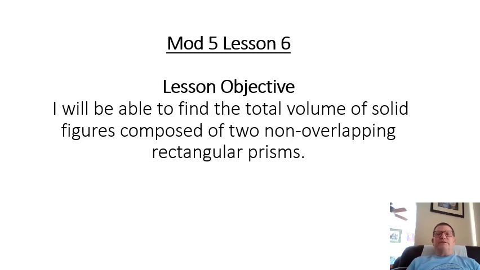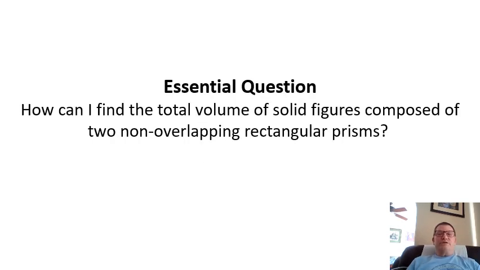Okay, Mod 5, Lesson 6. Our lesson objective is this: I will be able to find the total volume of solid figures composed of two non-overlapping rectangular prisms. Our essential question: how can I find the total volume of solid figures composed of two non-overlapping rectangular prisms?